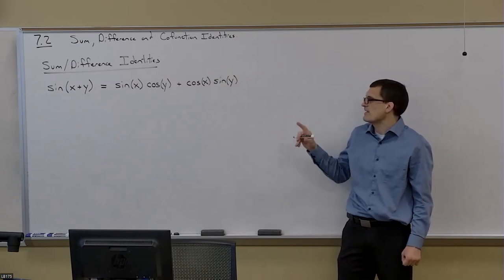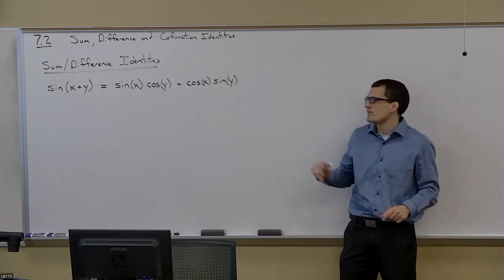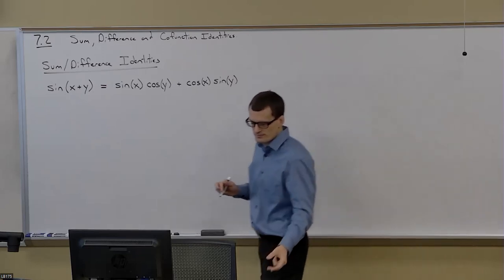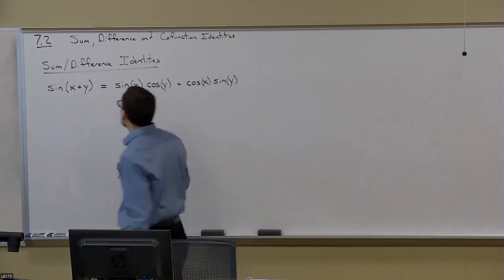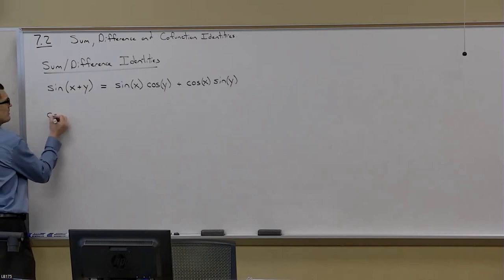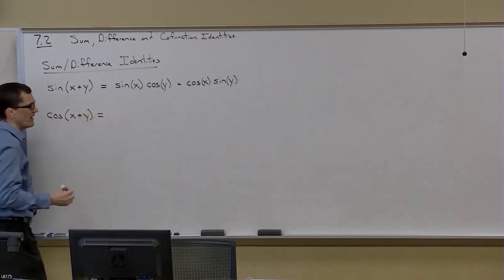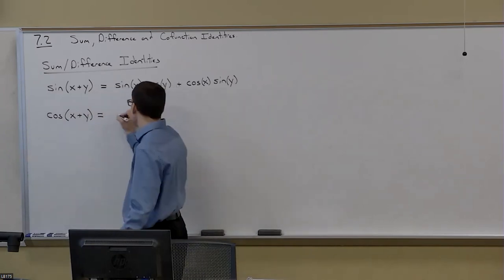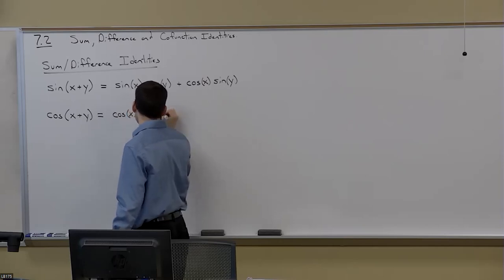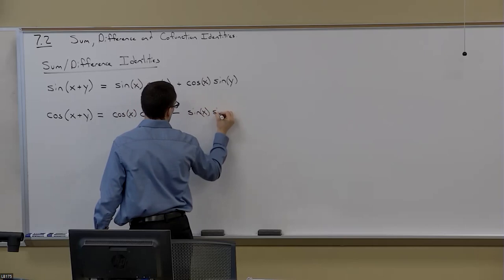And it turns out this identity comes from the unit circle. So looking at the unit circle and figuring some things out on the unit circle. Before I show you that though, I'm going to give you two other identities. One for cosine. Cosine of x plus y is equal to cosine x times cosine of y minus sine of x times sine of y.